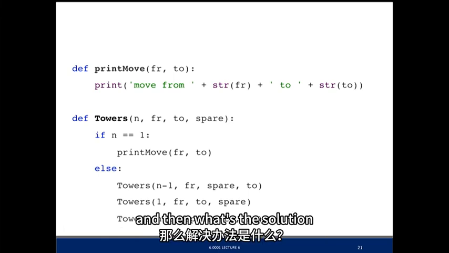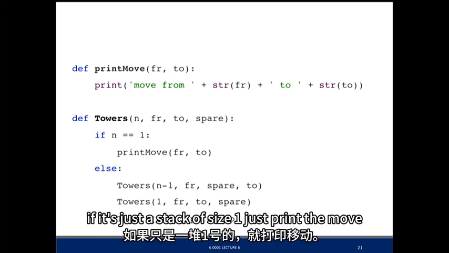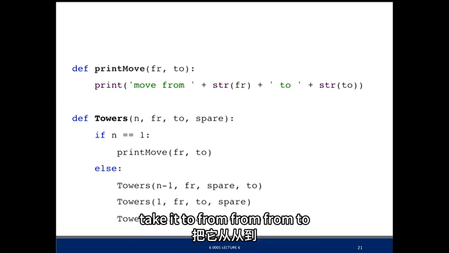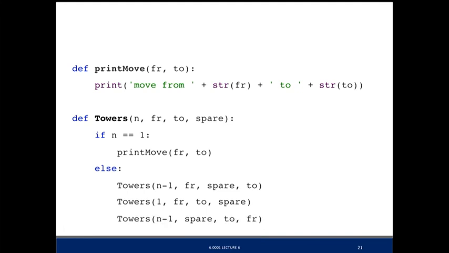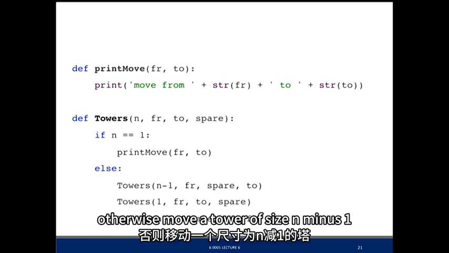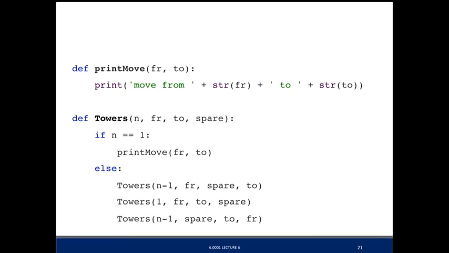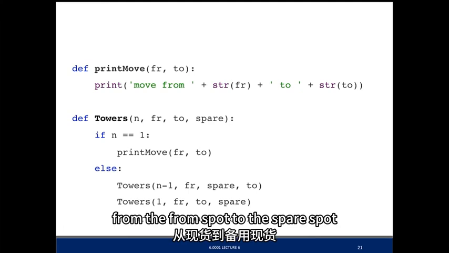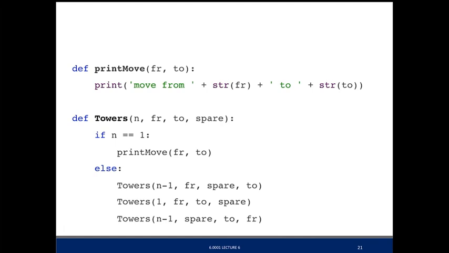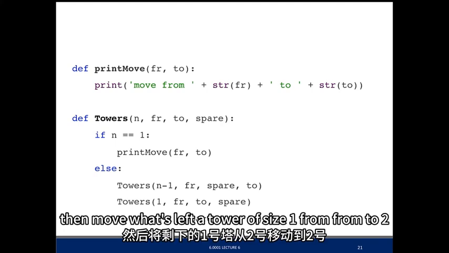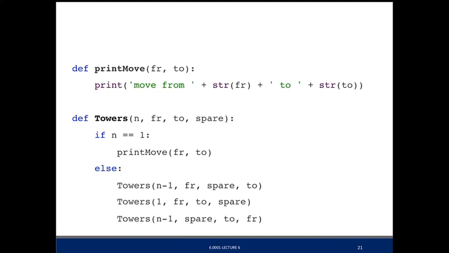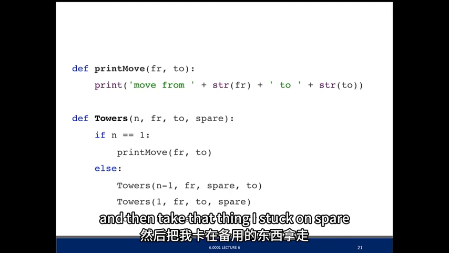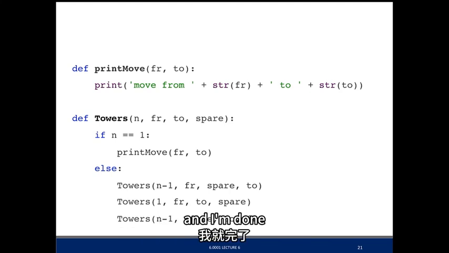And then what's the solution? If it's just a stack of size 1, just print the move, take it from from to to. Otherwise, move a tower of size n minus 1 from the from spot to the spare spot. Then move what's left, a tower of size 1, from from to to. And then take that thing I stuck on spare and move it over to to. And I'm done.